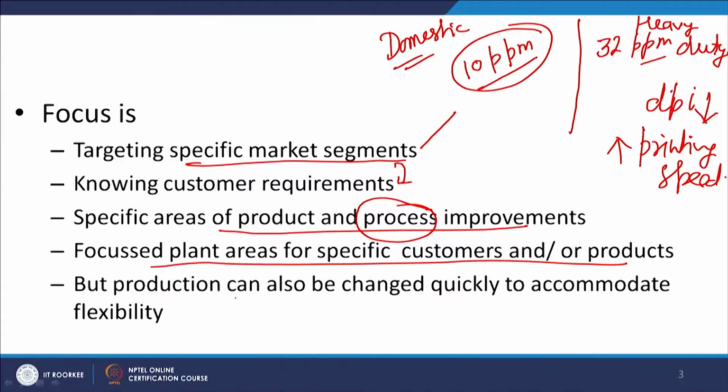So, that is the meaning of key account holder, and you require a specific attention, a specific focus on the requirements of your key account holders. At the same time you also need to keep focus on how quickly you can accommodate, how quickly you can change your product and processes to meet the requirements of these key account holders.